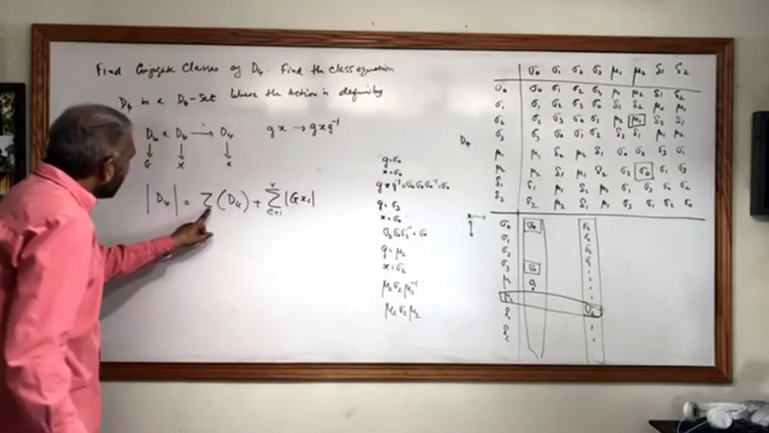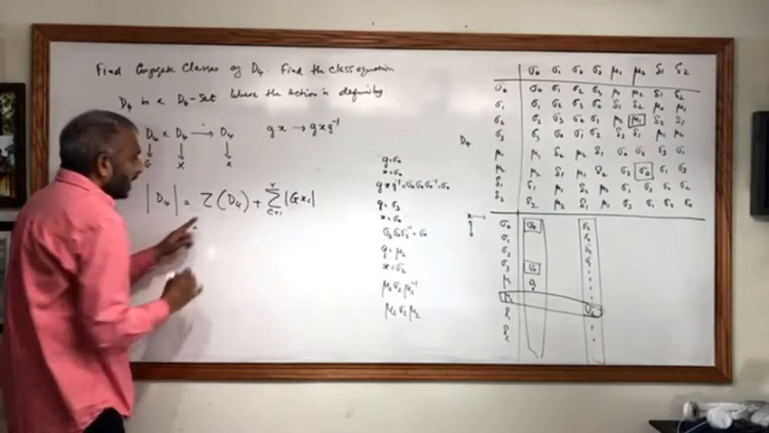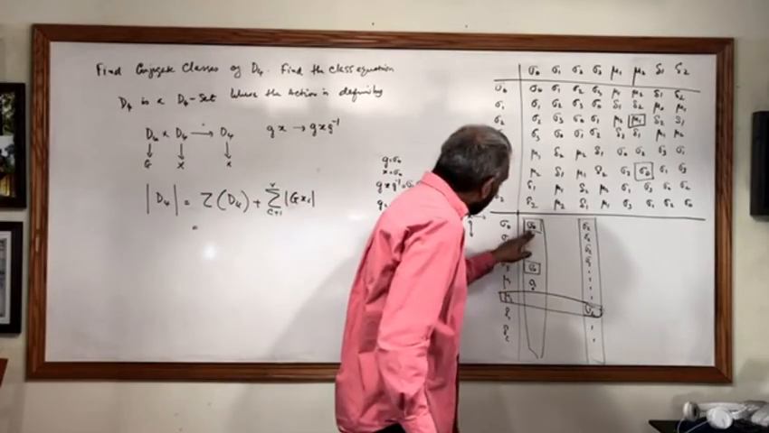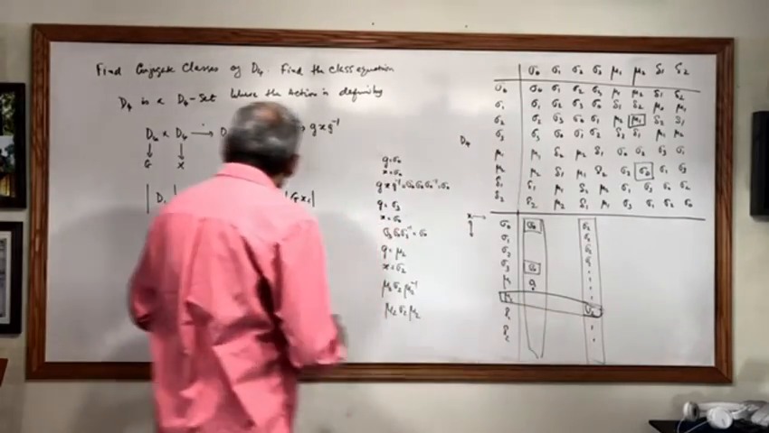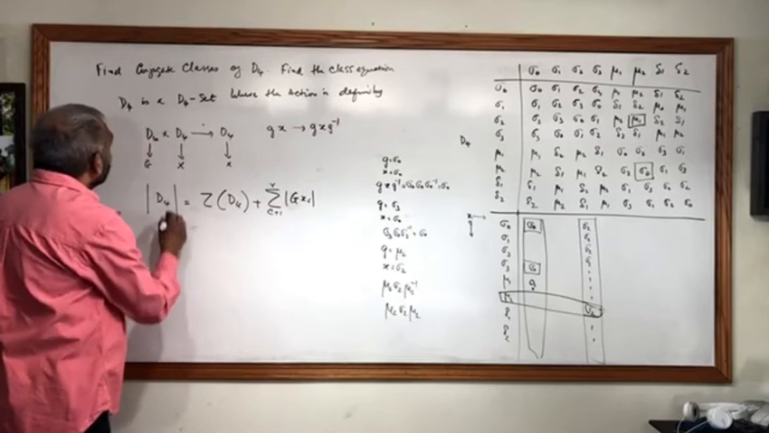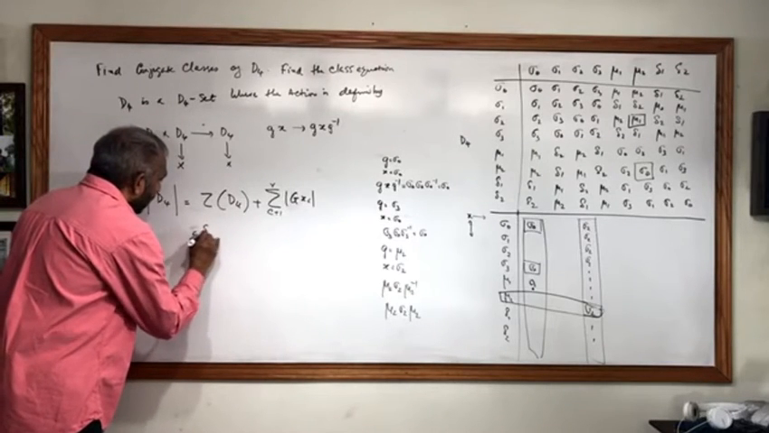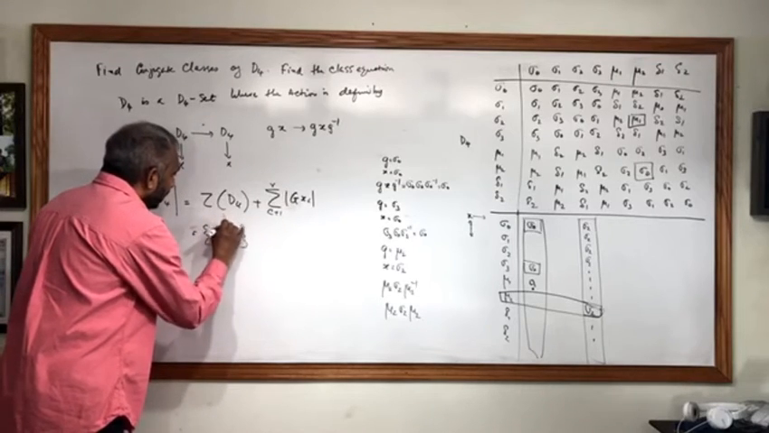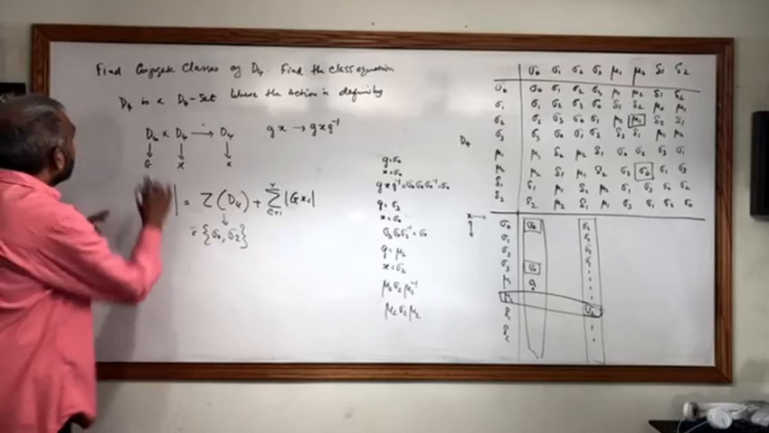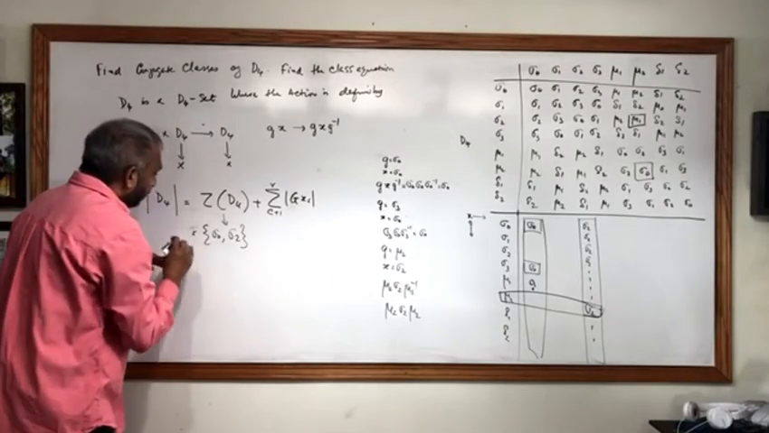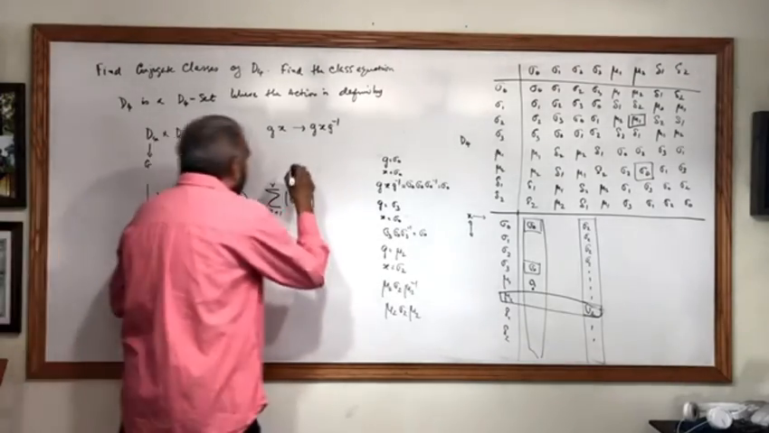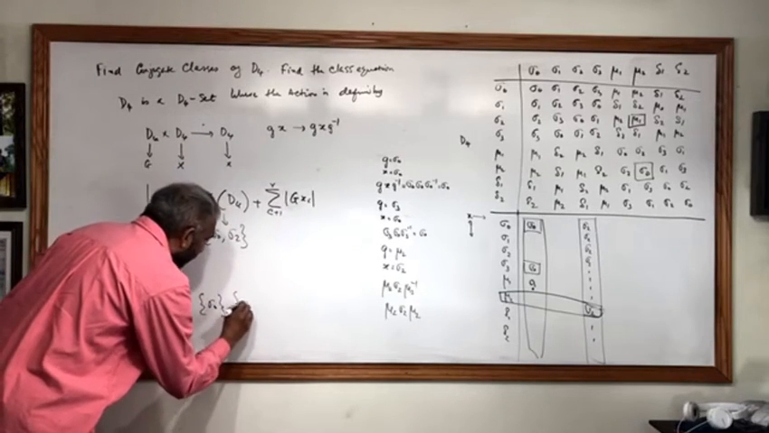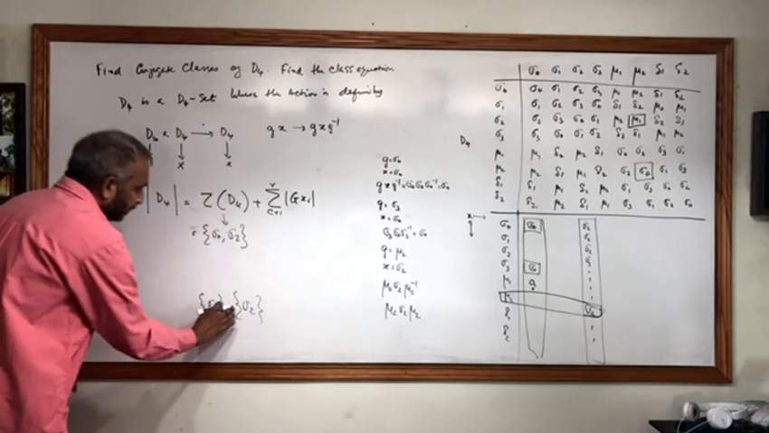So C of D4 contains actually sigma 0 and sigma 2. So we'll write this one as sigma 0 comma sigma 2. This is actually our D4. Actually the conjugate classes will be sigma 0 and sigma 2. These are the conjugate classes.